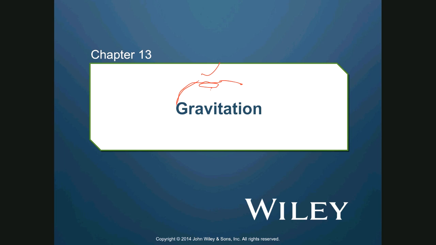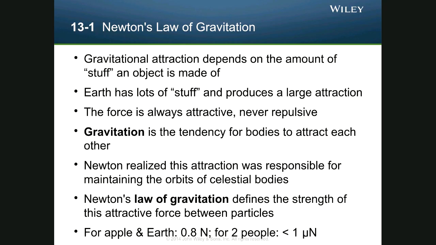But again, Newton modernized science by formulating a whole theoretical model to explain all of these observations. And that is his universal law of gravitation, his universal theory of gravitation. So let's jump into it. I like that they use the word stuff a lot, so I'll want to read that. So gravitational attraction depends on the amount of stuff or mass an object is made of. All right?